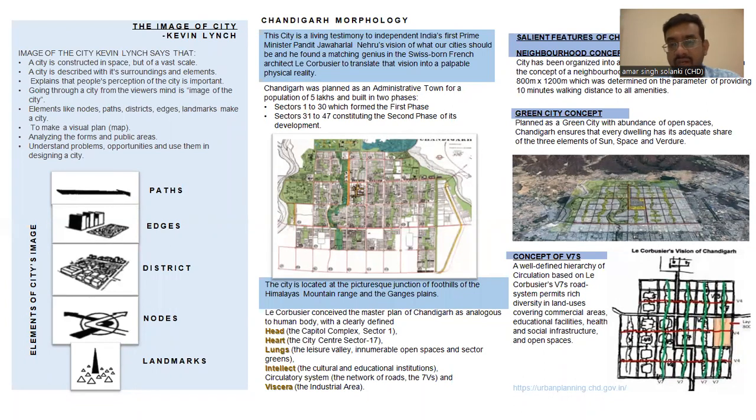So as you can see, Chandigarh is a planned city which was developed on the concept of a human body. As per the local rules here, he divided the whole city into parts of the human body known as head, heart, lungs, intellect, and viscera. So we have a very fixed road network system known as the 7Vs. And if you analyze them, they are very efficient in terms of vehicular and pedestrian movement. It is one of the excellent cities wherein you can see the segregation of vehicles, two-wheelers, four-wheelers, and they have segregated paths for cycle tracks also.